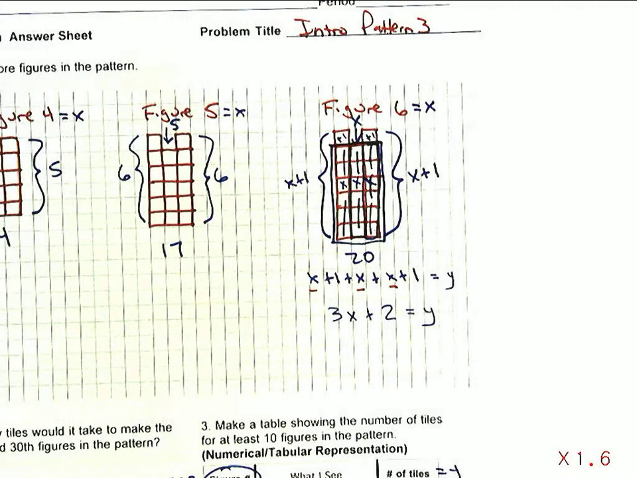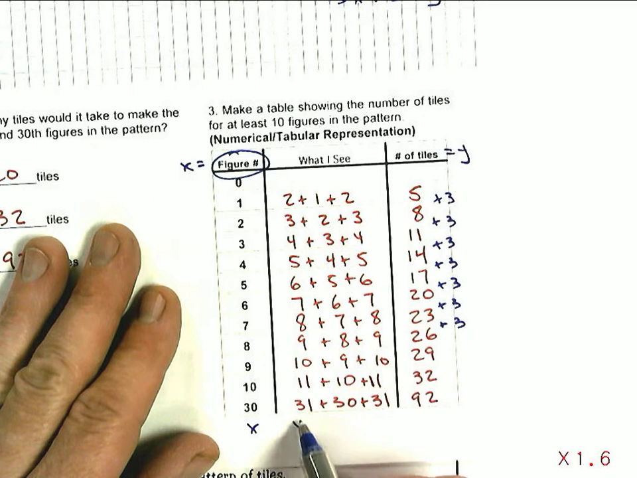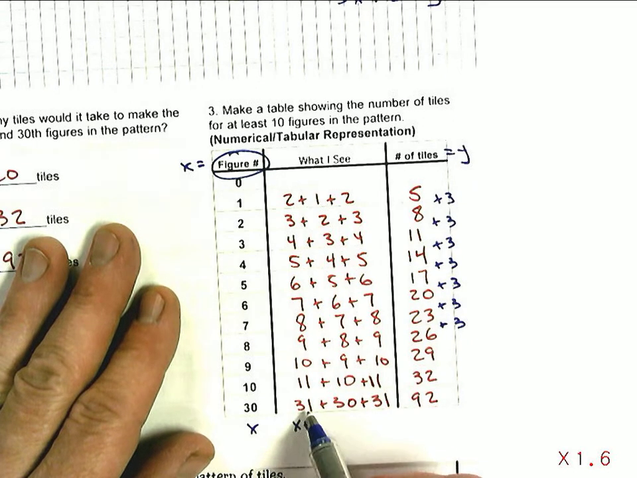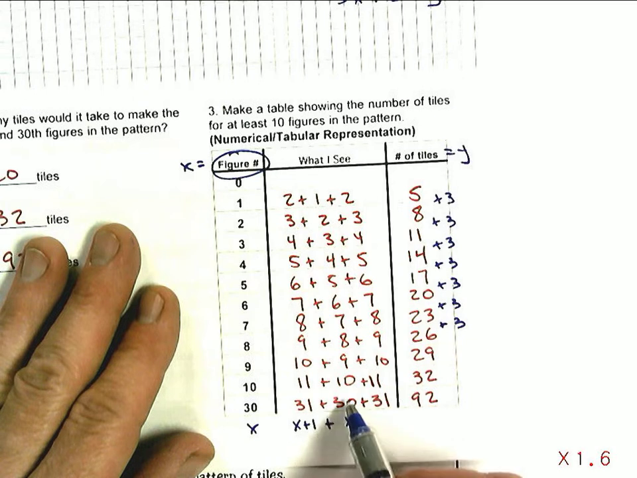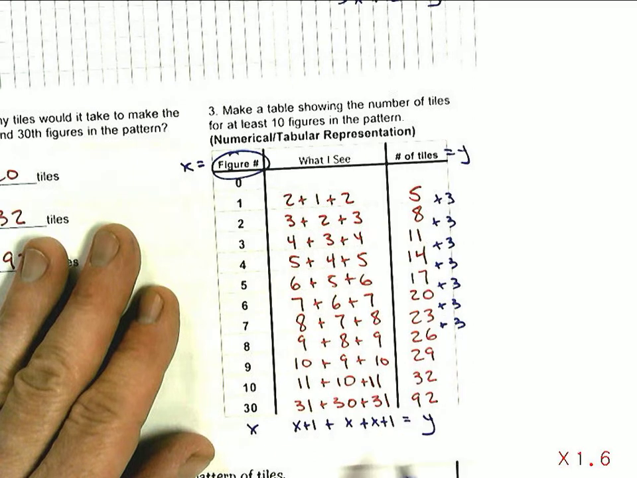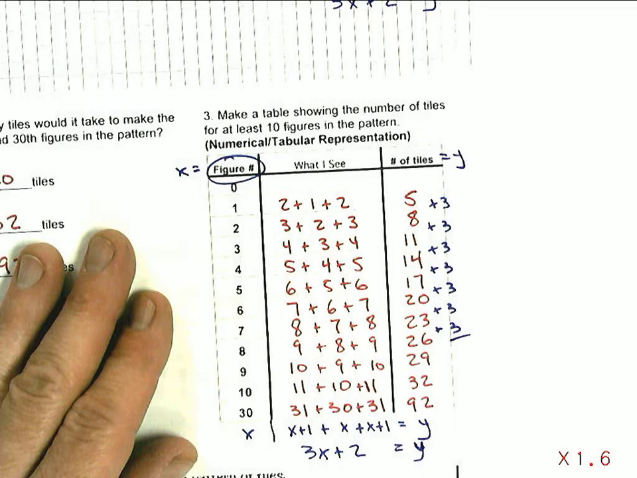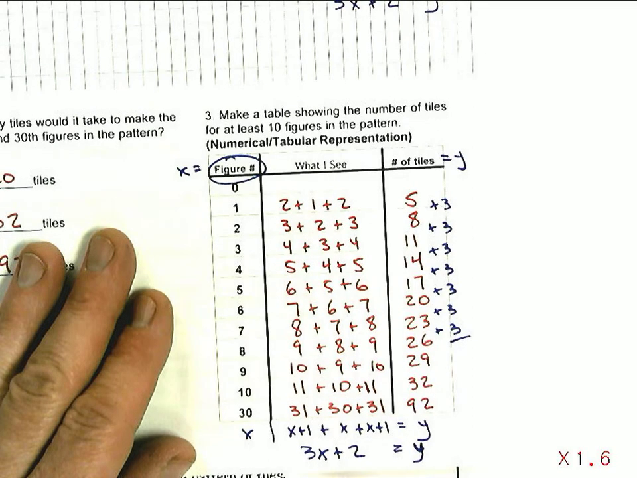And so when I'm thinking of the equation for this, if this is x, this right here is x plus 1, and then I have the x in the middle, and another x plus 1, and that equals the number of tiles for that figure. So any figure in this pattern, if I want to find it, I could have simplified this to 3x plus 2. Those two equations are equivalent. This one's a kind of combined version, put the x's together. But that 3 told me how many x's I should have in my equation.